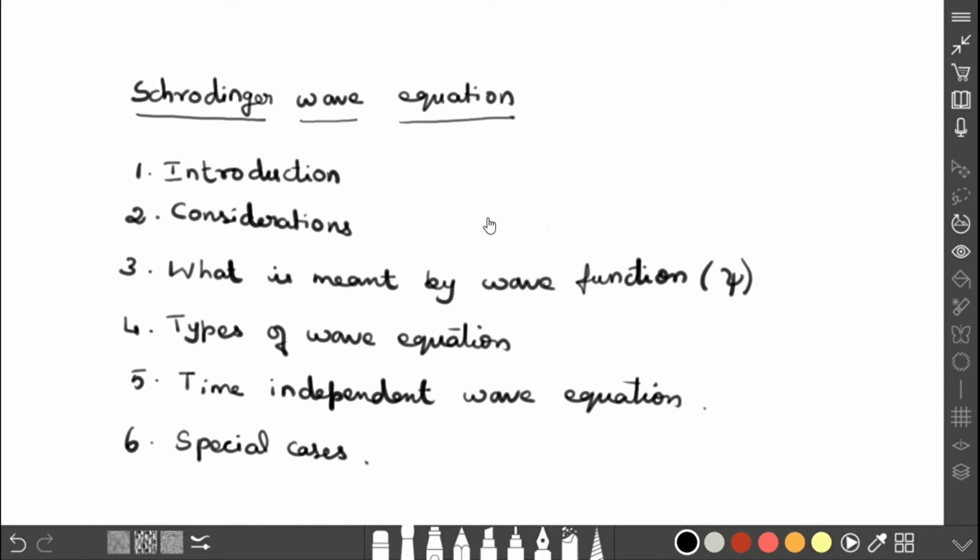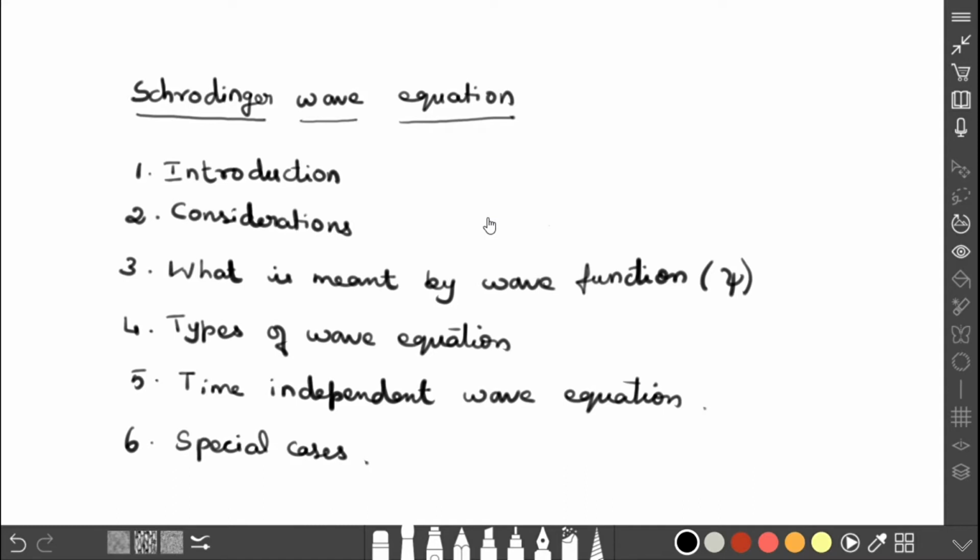To understand this Schrodinger wave equation, we have to learn about the de Broglie hypothesis. In the previous video, I have given the de Broglie hypothesis. Please watch that video and then come and listen to this Schrodinger wave equation. That video link I have given in the description box. Okay, so let us enter into our topic, Schrodinger wave equation.